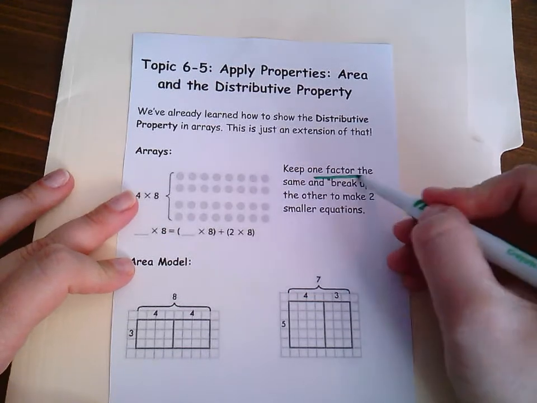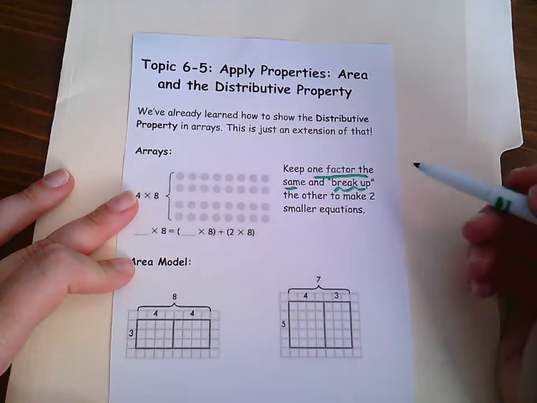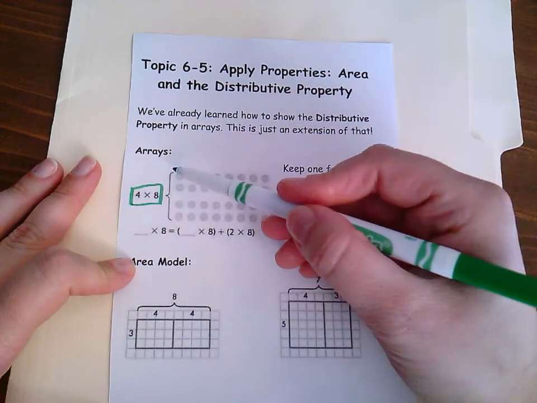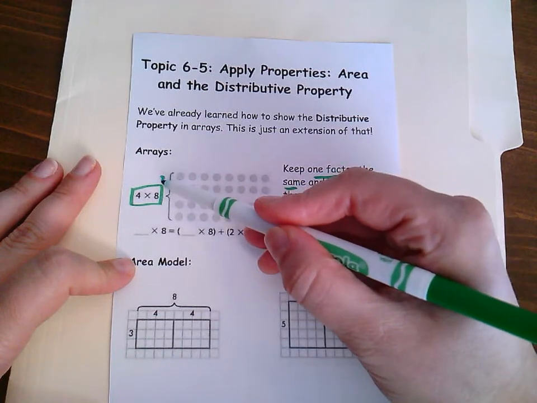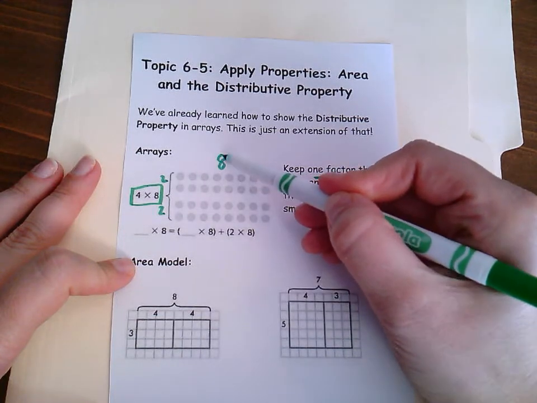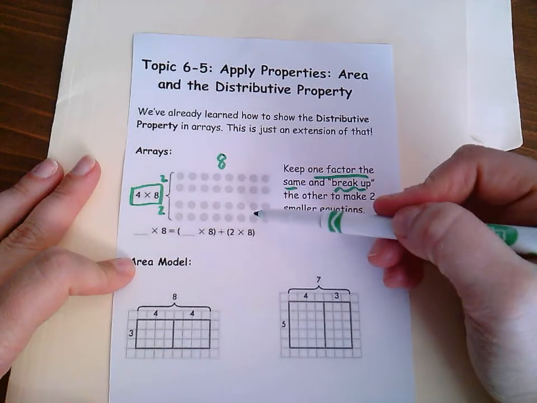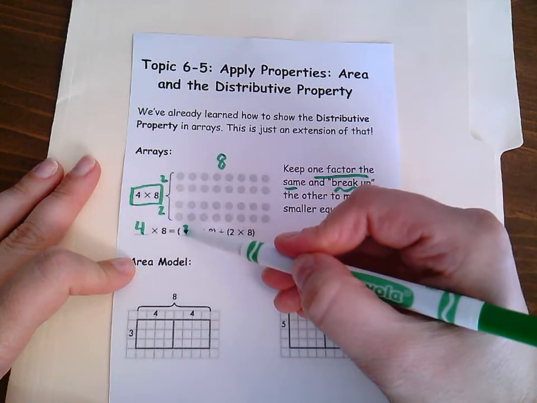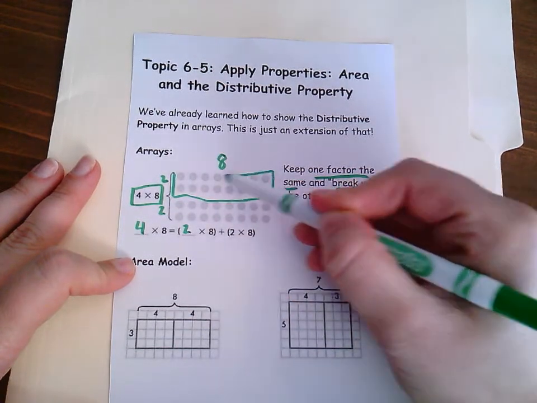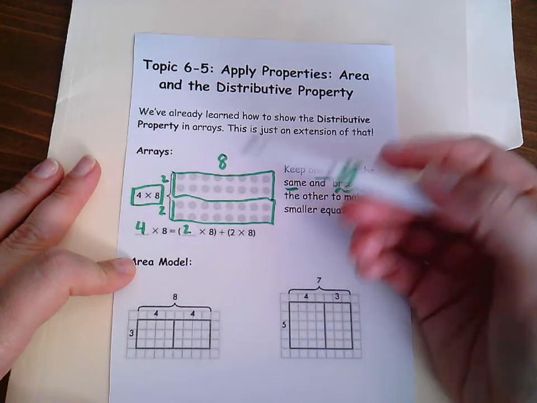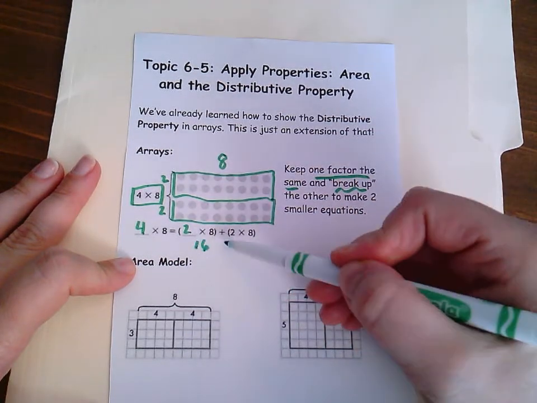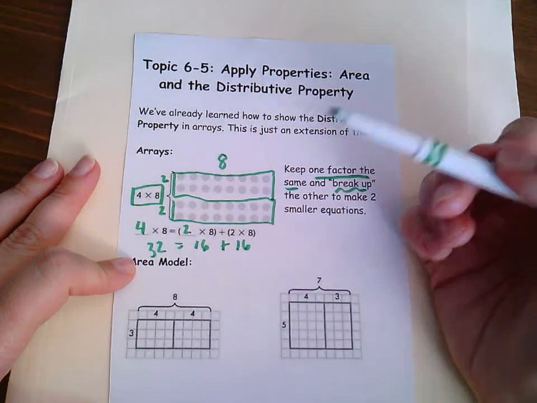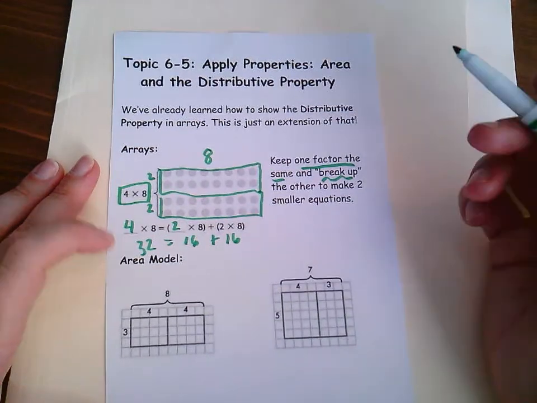Again, we keep one factor the same and then break up the other one. So if our original equation was 4 times 8, we can break up one of those factors. And in this case, we're breaking the 4 up into a 2 and a 2, and the 8 across stays the same for both of these smaller pictures. So our 4 times 8 now becomes a 2 times an 8 here, and a 2 times an 8 here. 2 times 8 is 16 on both sides, and when we add those together, we'll get 32. And of course, 4 times 8 is indeed 32.